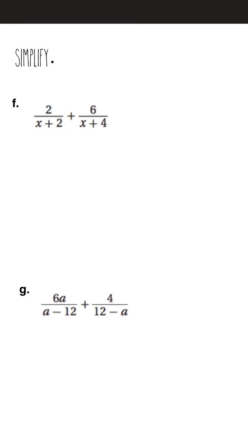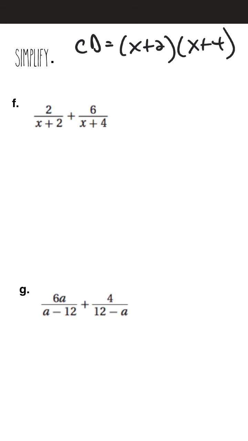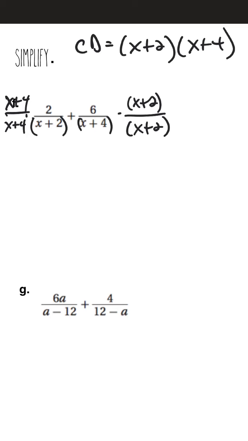What happens here? We have x plus 2 and x plus 4. My common denominator is going to be x plus 2 times x plus 4. In order to change these, I'm going to have to multiply the top and the bottom on the left by x plus 4 over x plus 4, and then on the right, x plus 2 over x plus 2. Now that I have a common denominator, my common denominator is x plus 2 times x plus 4.